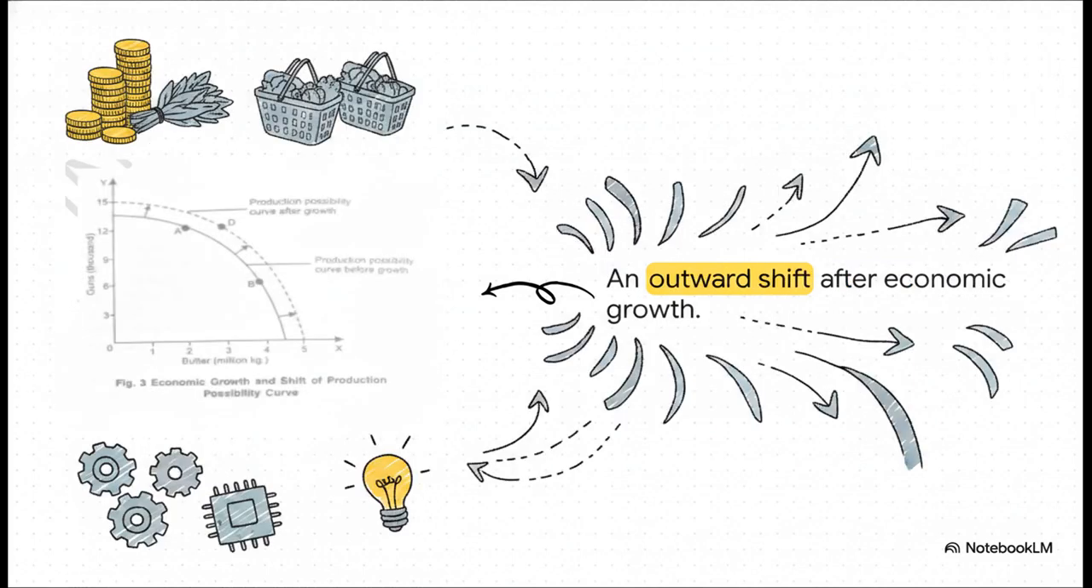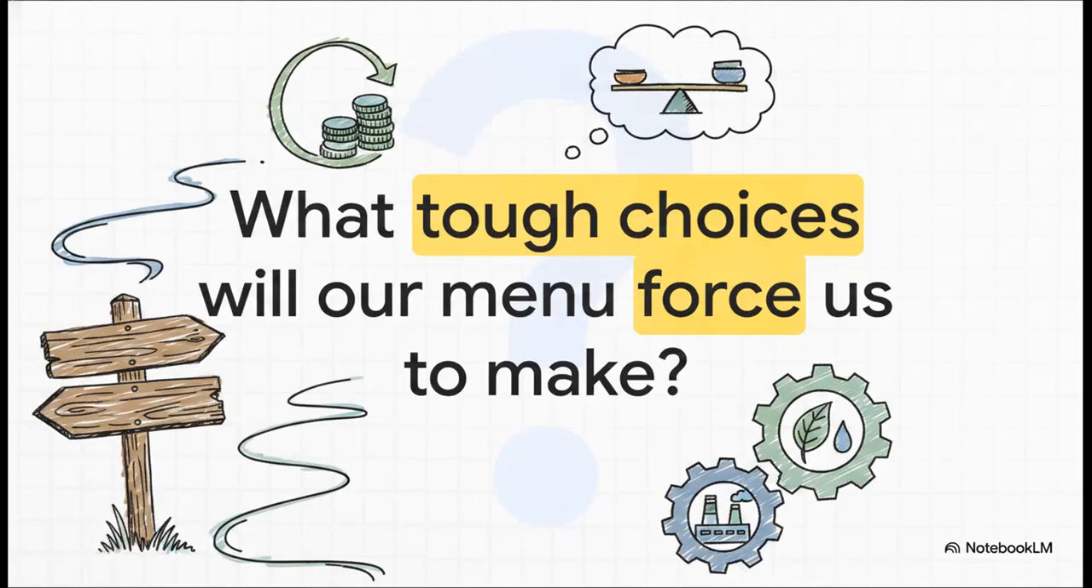Sure, point D might be impossible today, but what about tomorrow? If our society experiences real economic growth, meaning we actually acquire more resources, or maybe we invent some brand new incredible technology, the entire curve physically shifts outward to the right. Suddenly, what was totally impossible before becomes an attainable reality. Which brings us to the ultimate takeaway from this explainer.